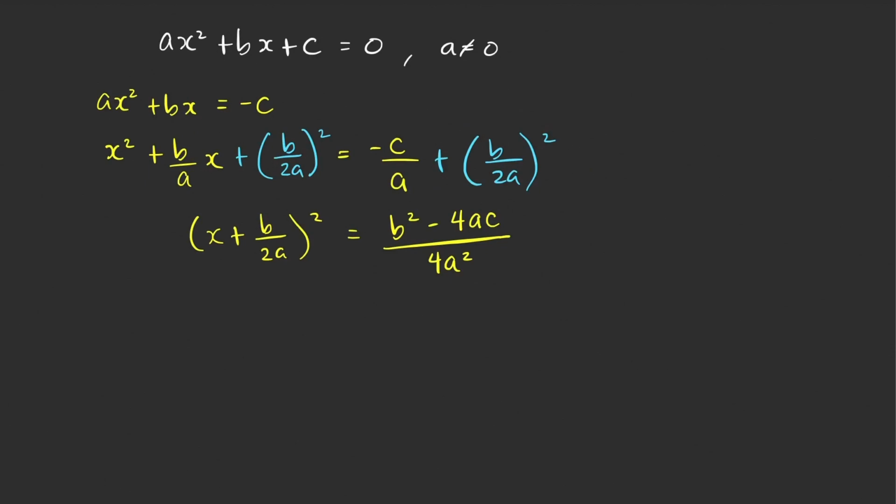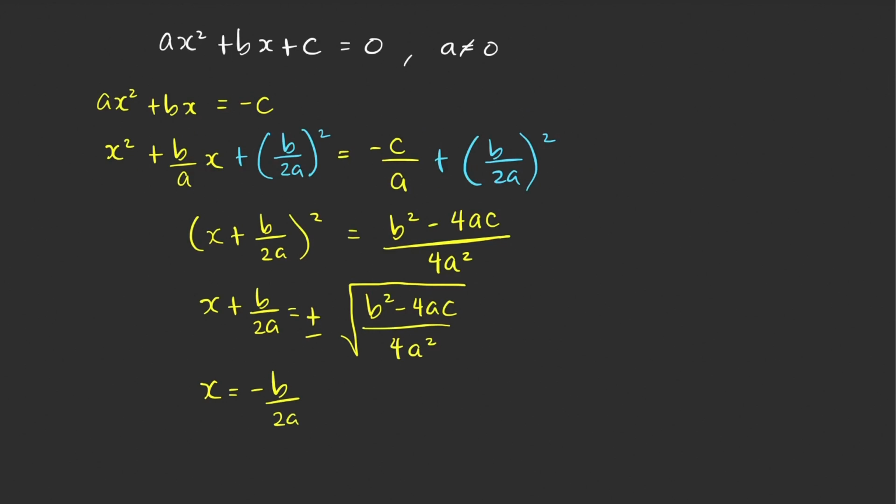We use the square root property, so we take the square root of both sides. When you take the square root of both sides of an equation, don't forget the plus minus sign on one side of the equation. So you'll get here plus minus the square root of that fraction, b squared minus 4ac all over 4a squared. And this will give us x equal to negative b over 2a, and then plus or minus the square root of b squared minus 4ac.